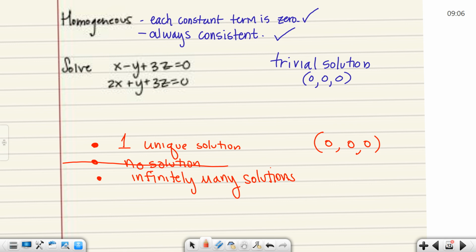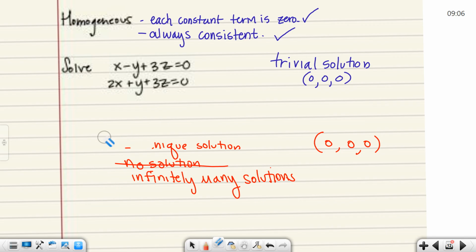And down the road, this fact of whether it has one solution or infinitely many is going to tell us things like if it spans or if it's independent or if it's dependent. It'll give us some theory-based items a little bit down the road.